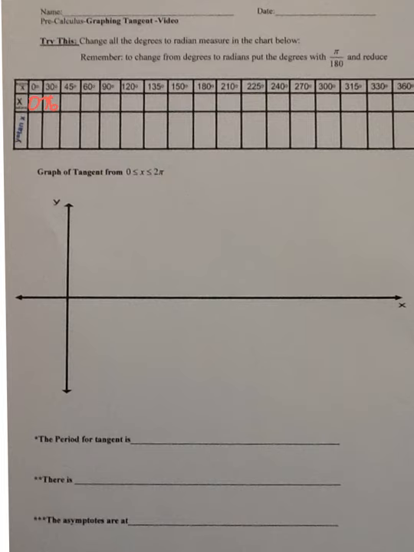Okay, so 45 degrees. I'll make sure I go a tiny bit slower than normal. 45 degrees would be pi over 4. 60 degrees would be pi over 3. 90 degrees is pi over 2. 120 degrees is 2 pi over 3. 135 degrees is 3 pi over 4. 150 degrees is 5 pi over 6.